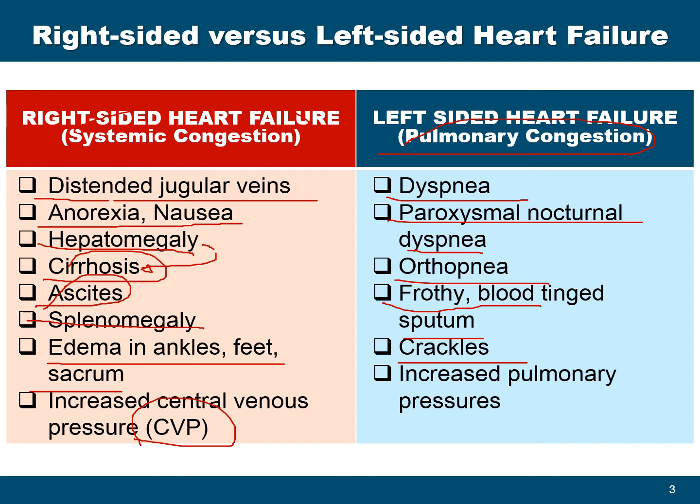So I would like you to see the contrast between the two types of heart failure. Especially on the right-sided, you could see more of systemic congestion, particularly in your gastrointestinal system. And for your left-sided heart failure, that would be the congestion in the pulmonary system. Left-sided heart failure is characterized by pulmonary edema.